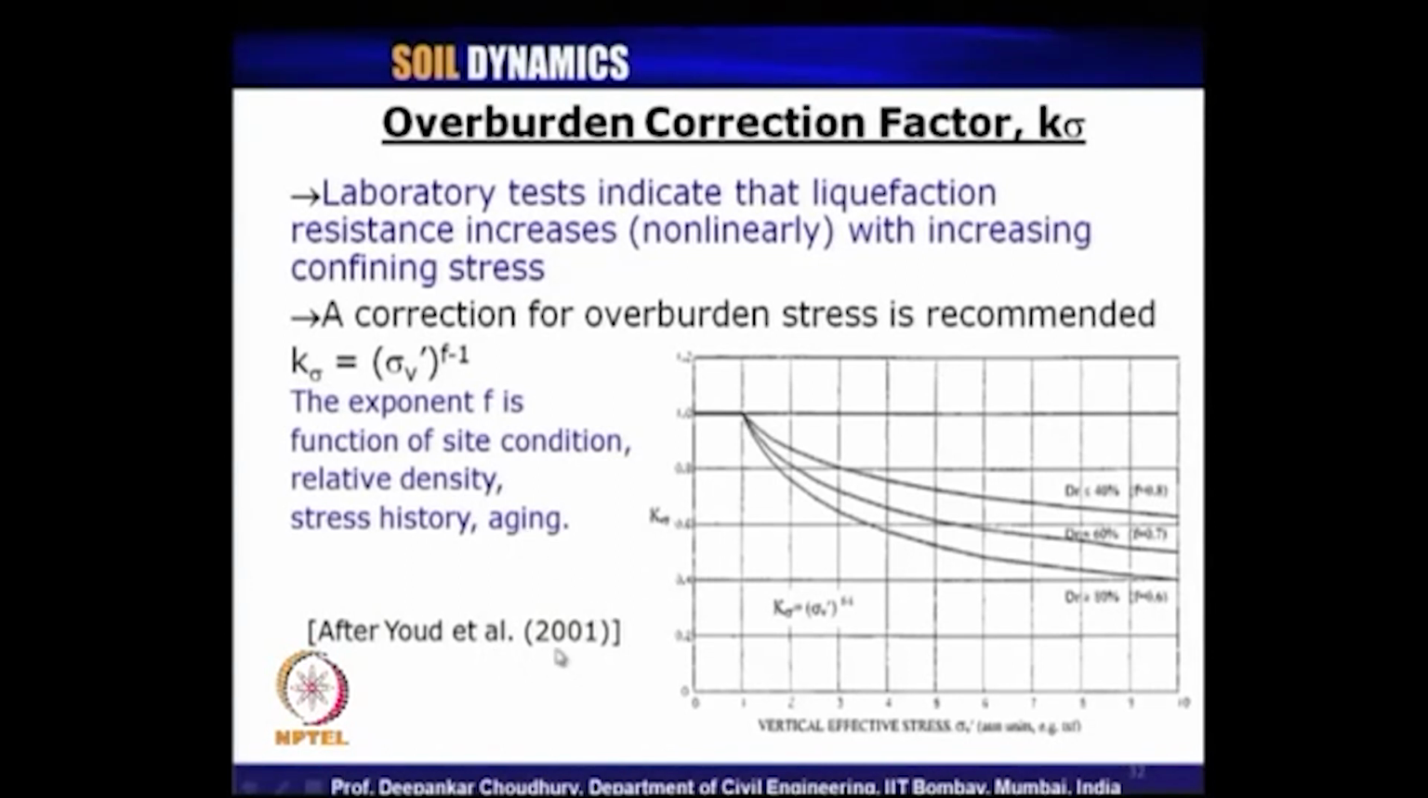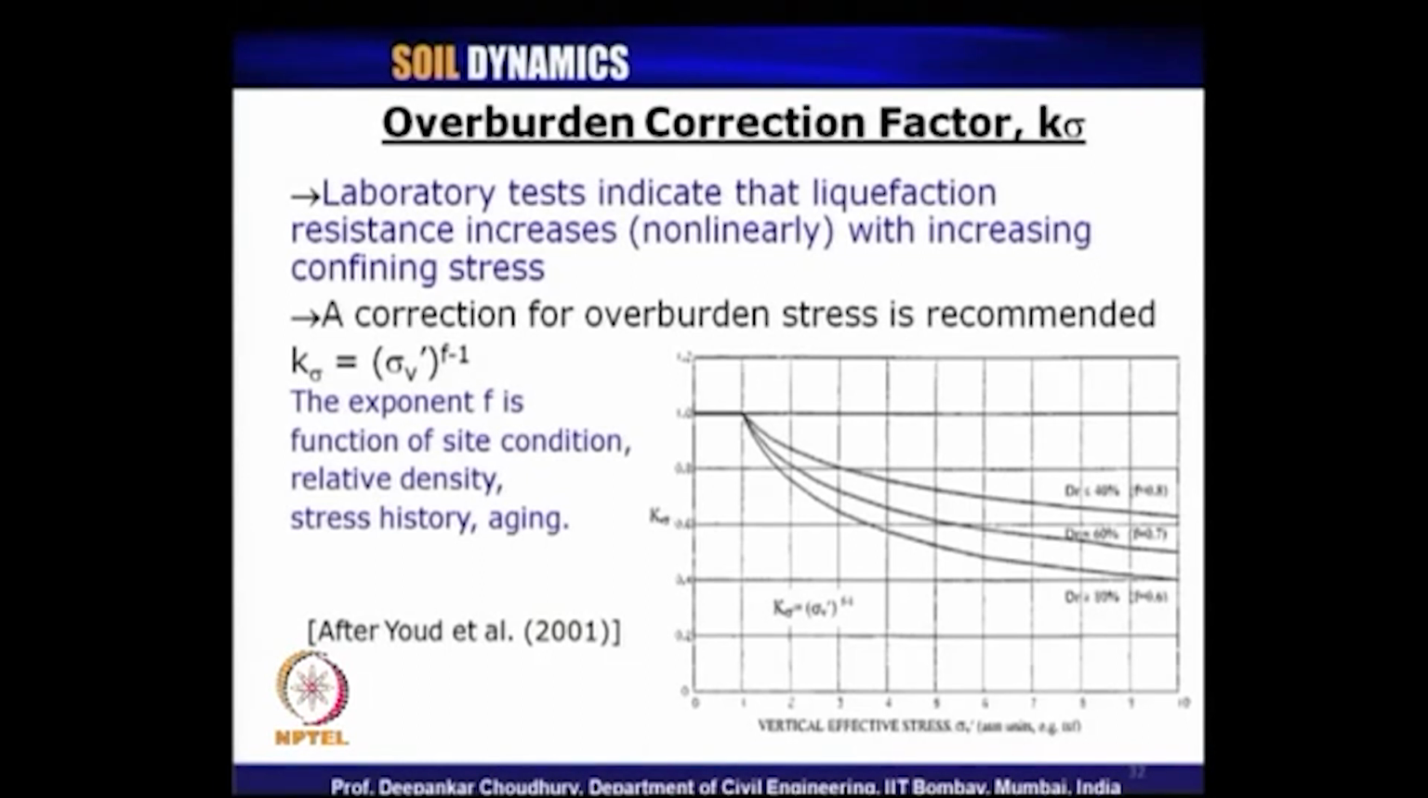So, in Youd et al. 2001, this chart has been given which can be easily used for obtaining the overburden correction factor K sigma. Look here, the x axis gives vertical effective stress sigma V dash, but look, the unit is atmospheric unit or ton per square feet. 1 atmosphere is 1 TSF. So, that is why 1, 2, 3, 4. So, 1 atmosphere, 2 atmospheres. 1 atmosphere is equivalent in SI units to almost about 100 kPa.